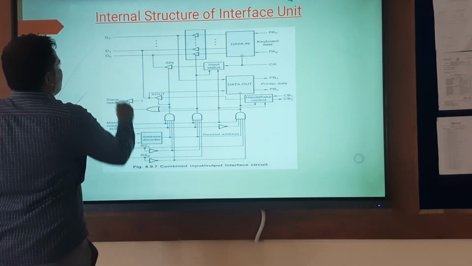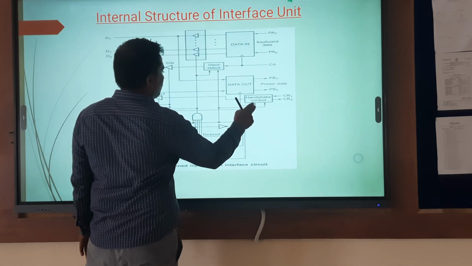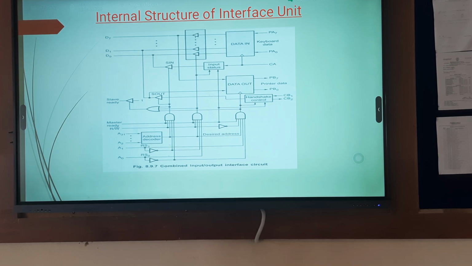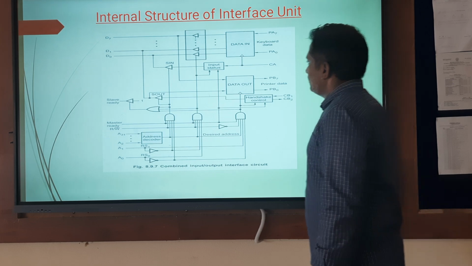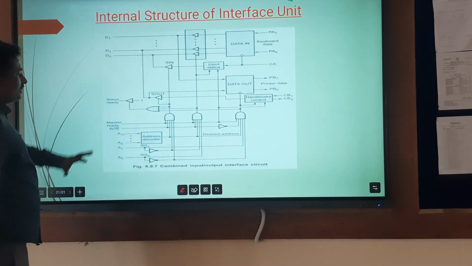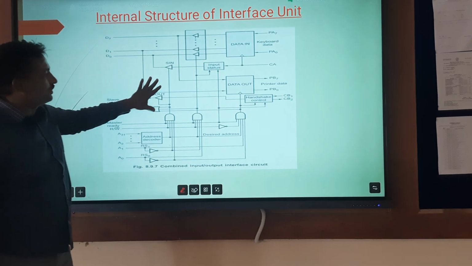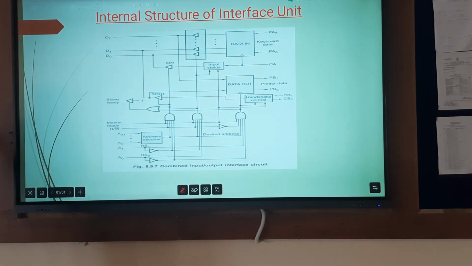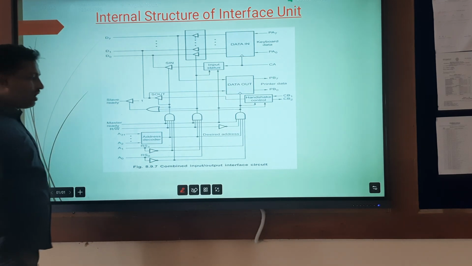Okay, now we are looking at the internal structure of the interface circuit for both input and output combined, that is, the internal structure of the interface circuit for combined input and output operations. Okay, now see this one. This is my combined internal architecture of the input and output interface circuit. If you observe, whatever we observed in the previous cases, the same blocks will occur here also.